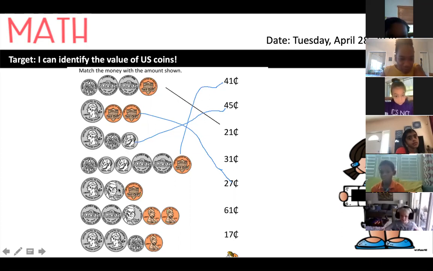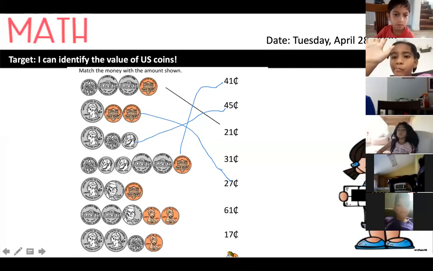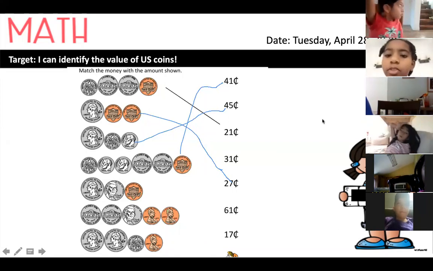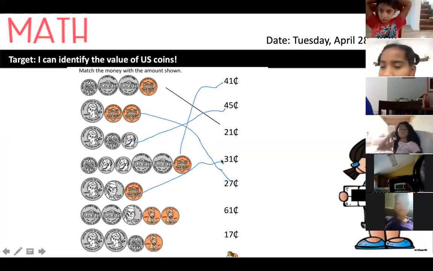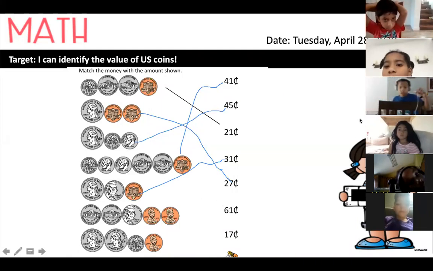What about this one? We have a quarter, we have a nickel, and we have a penny. Jesse, go ahead, sweetie. Unmute your mic. 31 cents. Very good. Wow, you guys are gonna breeze right through this. You'll be doing this, I think, tomorrow, okay? But I just wanted to introduce you guys to it today, okay? Let's do the other 2 quickly.